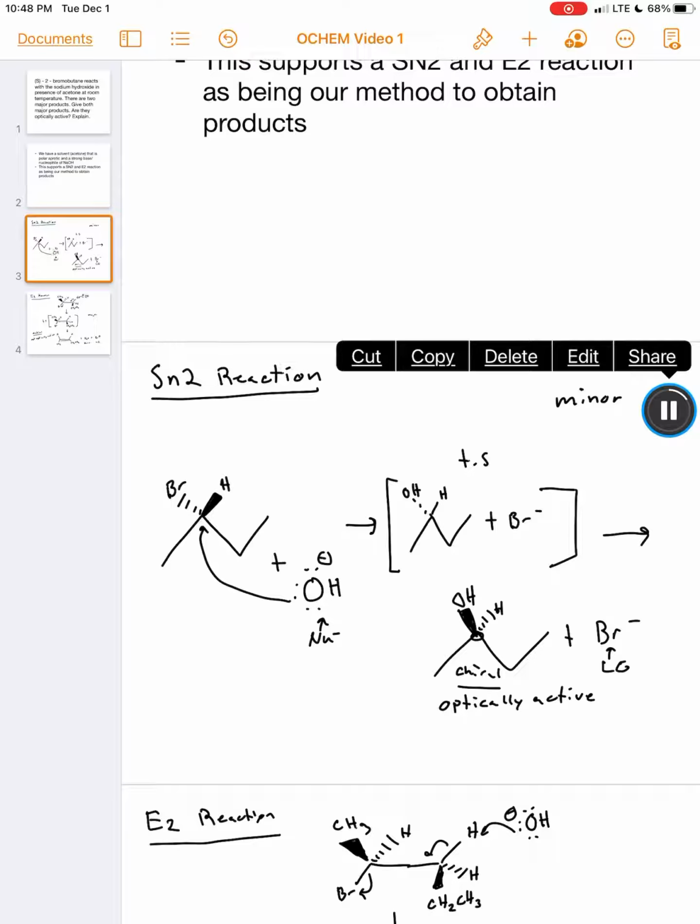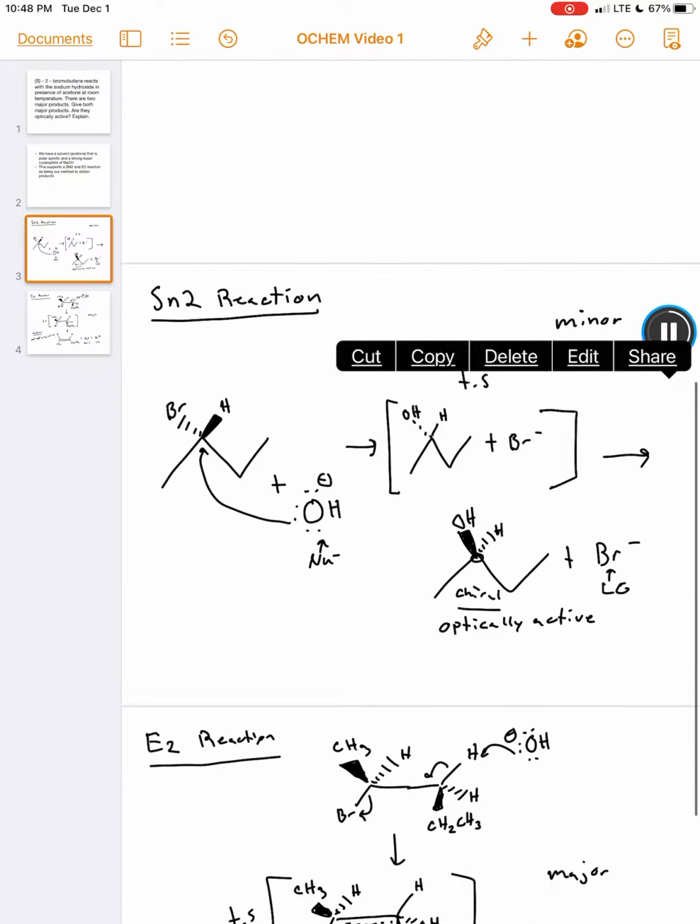I also want to note that the dimensions of this change as well. So starting off, our molecule had the bromine in the back, but now once you switch those groups, the OH is in the front. So we started off with an S, and now we will most likely have an R.